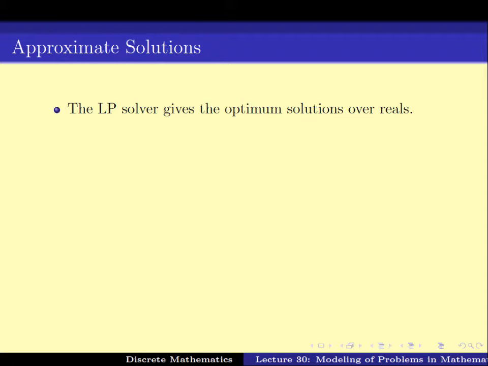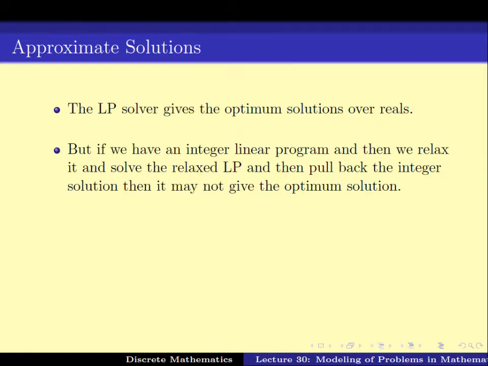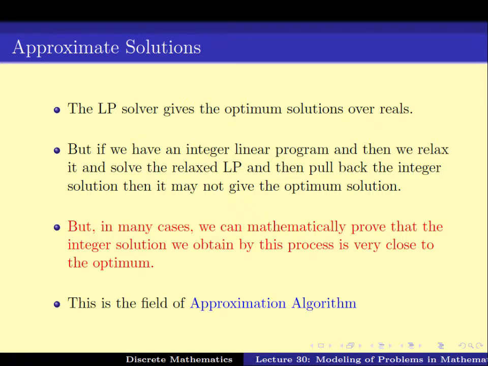Now, the good thing is that the LP solver gives us an optimum solution over reals. But if we have an integer linear program, then we can somehow get a solution that is not too bad compared to the optimum solution. And this basically talks about a new kind of algorithm called the approximation algorithm. I don't want to go into it. This is not in the scope of this particular subject.